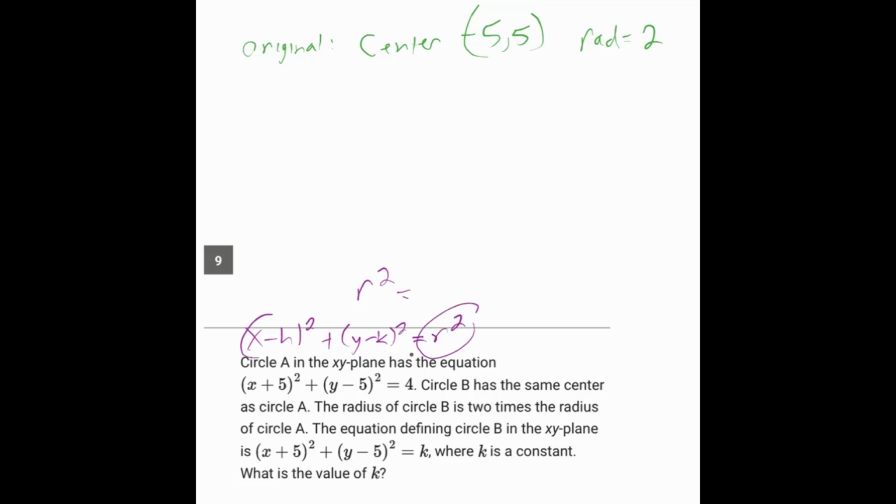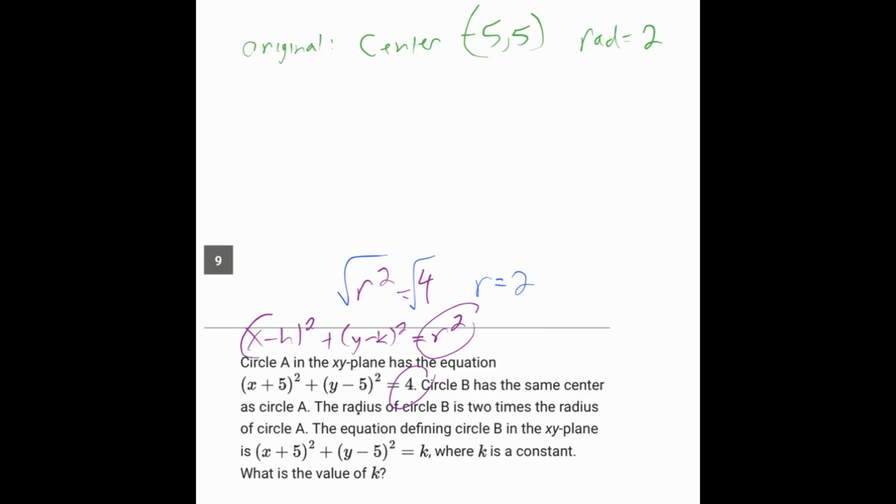Coming back over here, in the original question that we're getting, we know that the center is negative 5, 5, and the radius is 2. That's because our r squared in our equation, because by the way, this is (x minus h) squared plus (y minus k) squared equals r squared. So what was in the r squared spot was 4. And if you take the square root of both sides, you would get that the radius equals 2. So that's our original center and radius.